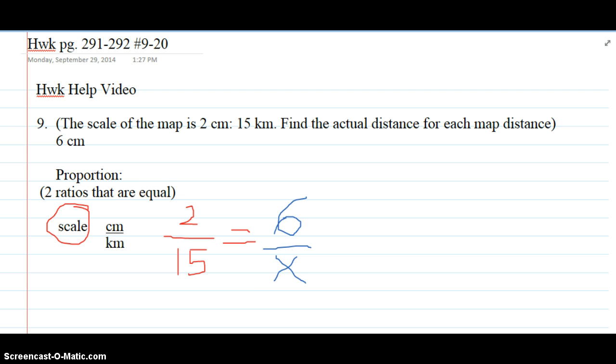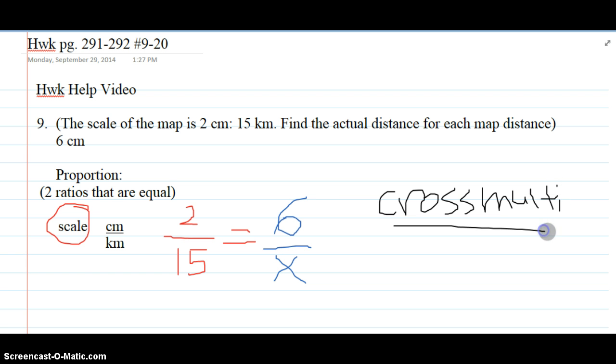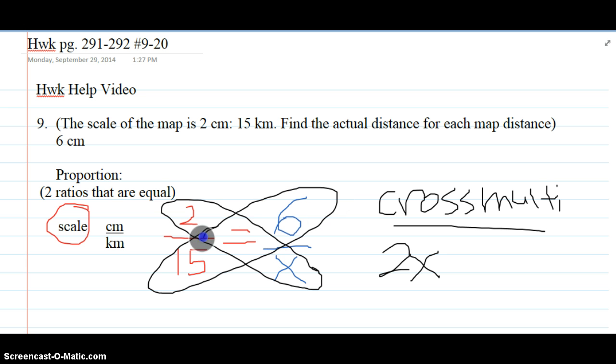Now in this proportion, there are two ways that I could choose to solve it. I could solve it by cross multiplication, where I do 2 times x, that gives me 2x. Then I cross multiply the other side, 15 times 6. I can do that right here and write 15 times 6. That's going to give me 90. So on the other side of 2x, I'm going to write 90. Then I'm going to write an equal sign in between them.